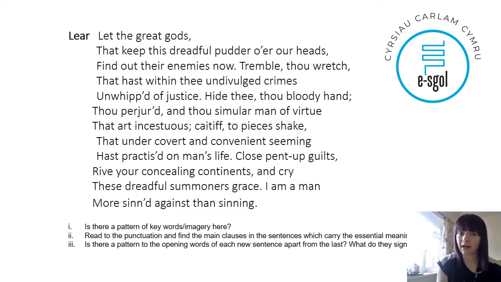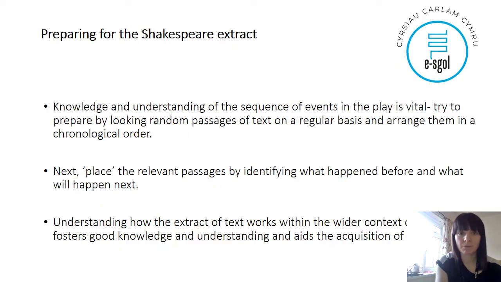So look at whether there's a pattern of keywords or key imagery being presented here. Read the punctuation and find the main clauses in the sentences which carry the essential meaning, the essential ideas, and look at whether there's a pattern to the opening words of each new sentence, and what they signify. So you've got tremble, hide thee, close, pent up, a man more sinned. Look at what ideas are being expressed in the way those sentences are opening, and what they mean. That's something you can think about. So when you're preparing for the Shakespeare extract, knowledge and understanding of the sequence of events in the play is really important, it's vital.